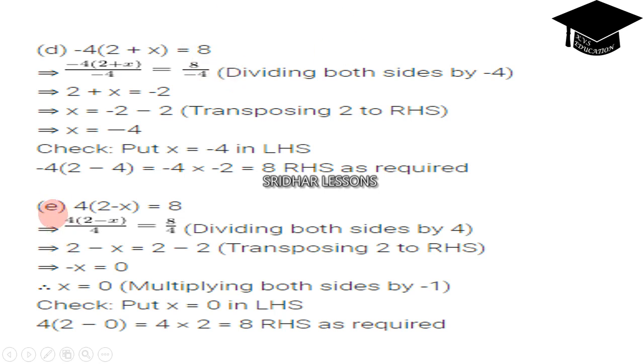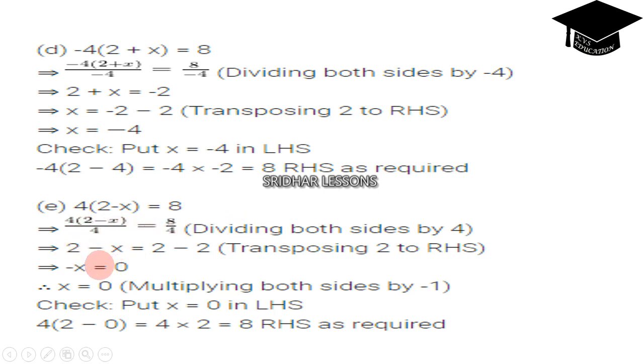Next question. Question E. See this one. 4 into 2 minus x is equals to 8. Since here we have multiplication, you have to divide with 4 both sides. 4 into 2 minus x divided by 4 is equals to 8 by 4. So 2 minus x is equals to 2.